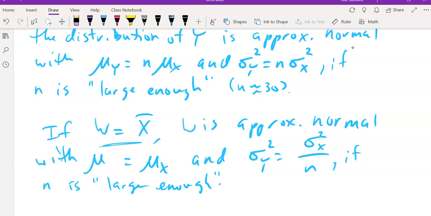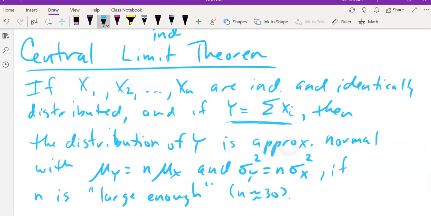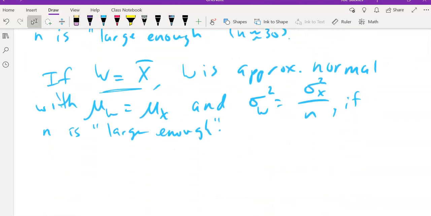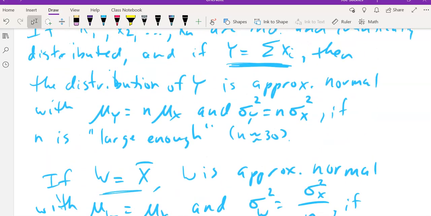Wait, so what's the first one? What's the second one? The second one's the mean. The first one is just the sum of the x's. Okay, just add them up. The second one is the mean: add them up and divide by n. I just used y in both cases. I didn't mean to confuse you by using the same letter twice. Is it better when I use a different letter? Okay, cool. All right, so let's go back up to the problem.